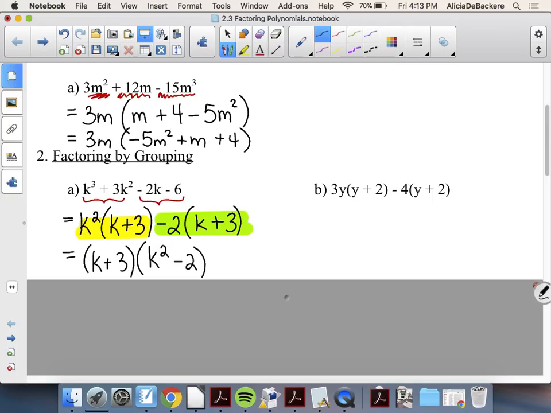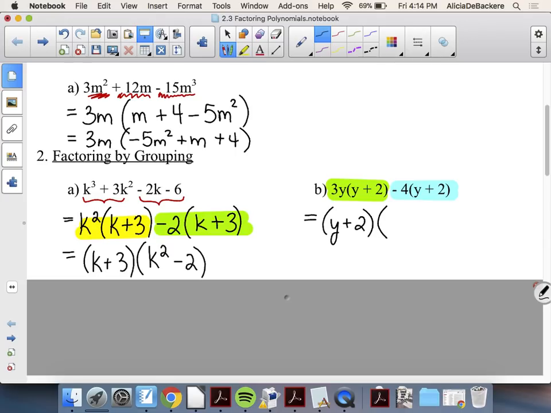All right, the next one we're going to take a look at is 3y times (y + 2) minus 4 times (y + 2). Hopefully you're noticing this kind of looks like the second line of our last example. Again, I have a matching bracket, and I'm thinking about these as being 2 different terms. So here I've got my first term, and here I've got my second term. When I take a look at this, both of my terms have a common factor of y + 2.